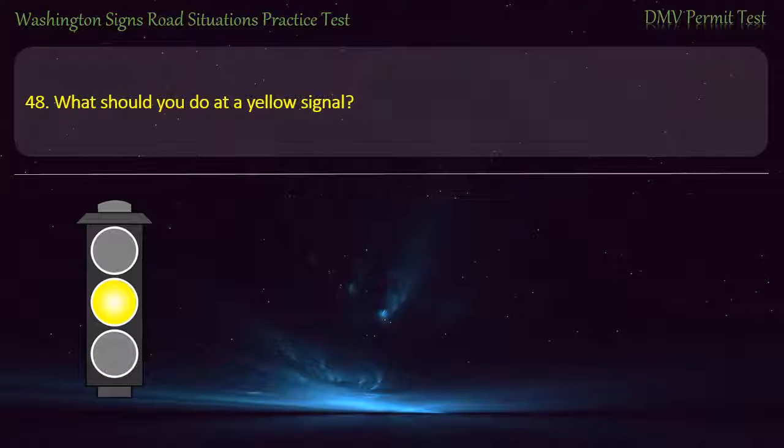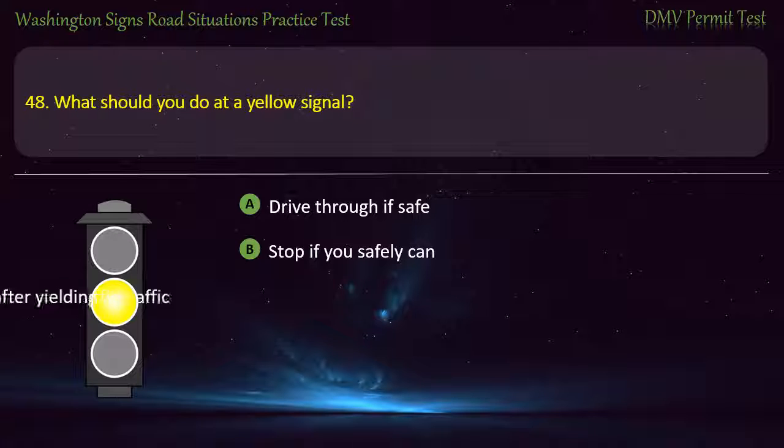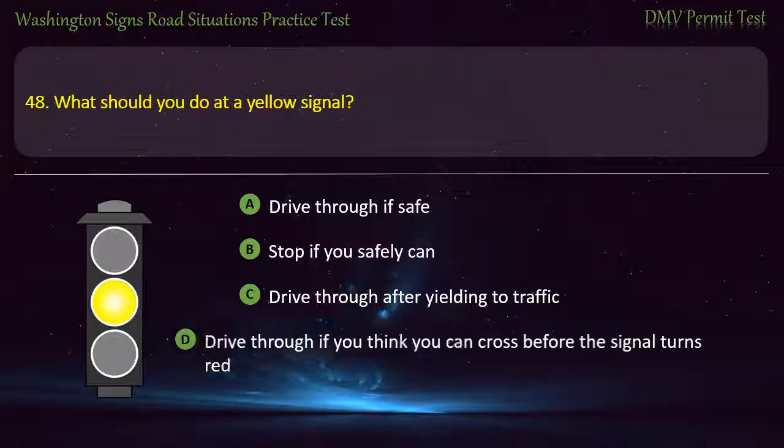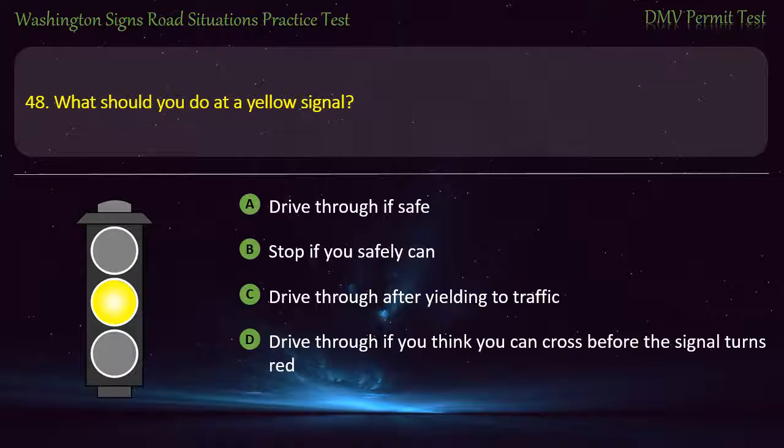Question 48. What should you do at a yellow signal? Drive through if safe. Stop if you safely can. Drive through after yielding to traffic. Drive through if you think you can cross before the signal turns red. Answer. Stop if you safely can.